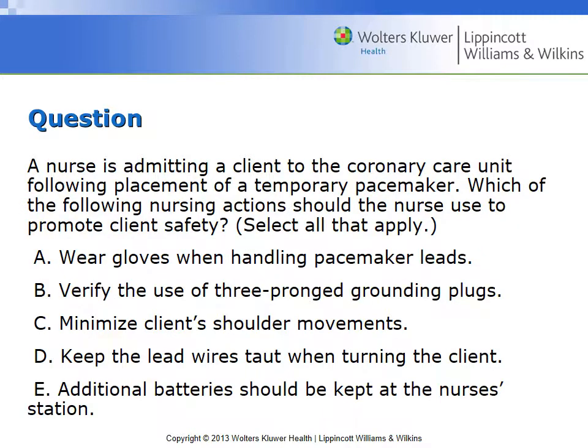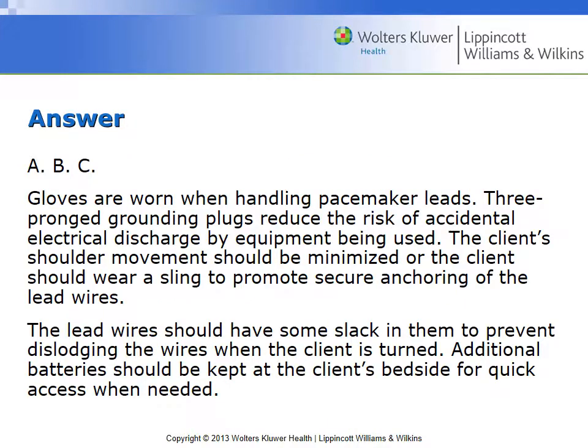A nurse is admitting a client to the coronary care unit following placement of a temporary pacemaker. Which of the following nursing actions should the nurse use to promote client safety? Gloves are worn when handling pacemaker leads. 3-pronged grounding plugs reduce the risk of accidental electrical discharge by the equipment being used. The client's shoulder movement should be minimized, or the client should wear a sling to promote secure anchoring of the lead wires. The lead wires should have some slack in them to prevent dislodging the wires when the client is turned. Additional batteries should be kept at the client's bedside for quick access when needed.